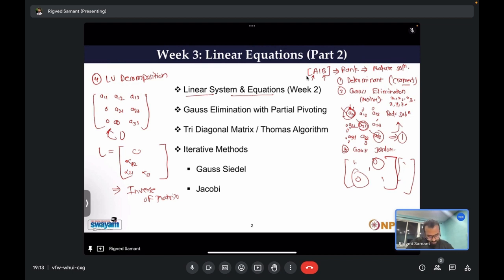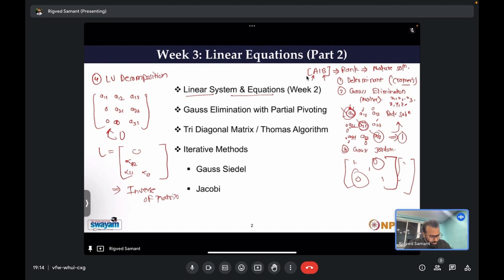In this week, if you have gone through the lectures, we completed Gauss elimination with partial pivoting. So what is partial pivoting? Let's say you have A11, A12, A13, A21, A22, A23, A31, A32, A33. If I want to make a 0 here, what did I do? In normal Gauss elimination, using this A11, I made 0 here, and 0 here.